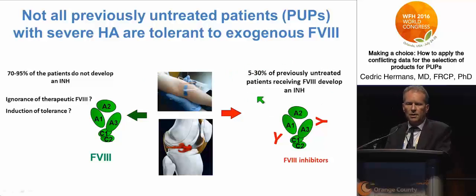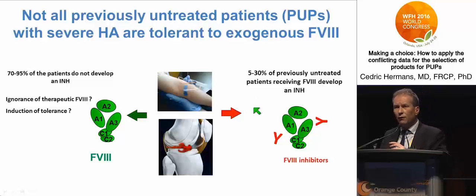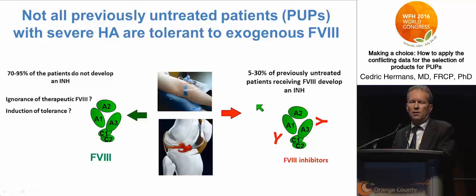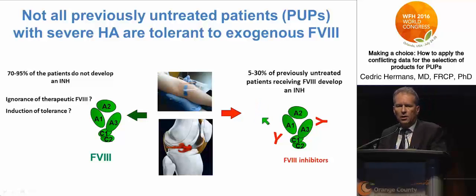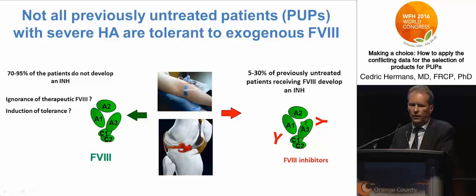The major problem is that in up to 5 to 30 or even 40 and sometimes even 50% of these previously untreated patients, some develop an inhibitor, and you know that this inhibitor will interact and inhibit the normal function of exogenous factor VIII.